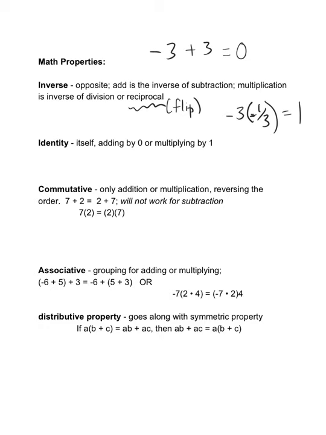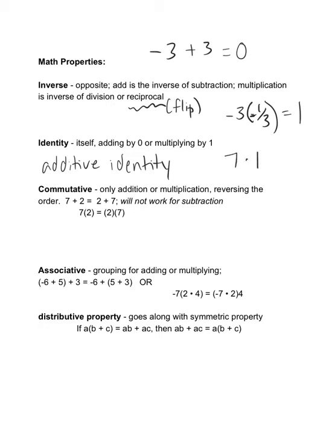If you have an identity property, that means you're just looking at yourself. Additive identity is you're just adding 0. Multiplying identity is when you multiply by something and get the same number. Oh, times 1. Times 1.